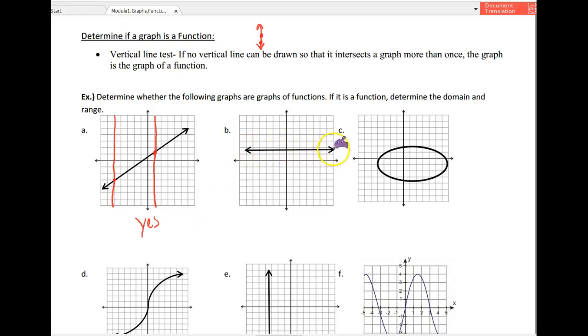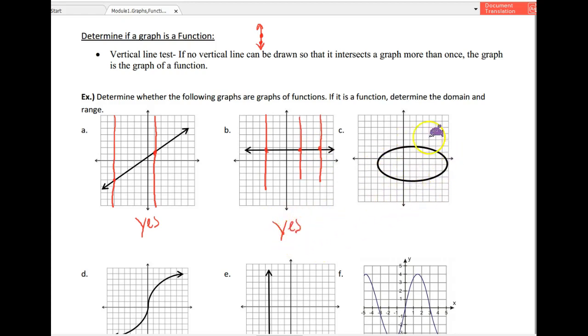Here I have a horizontal line. Same thing. No matter where I draw a vertical line, it's only going to touch the graph at one possible point. There's nowhere that it would touch a vertical line twice. Yes, this is a function.